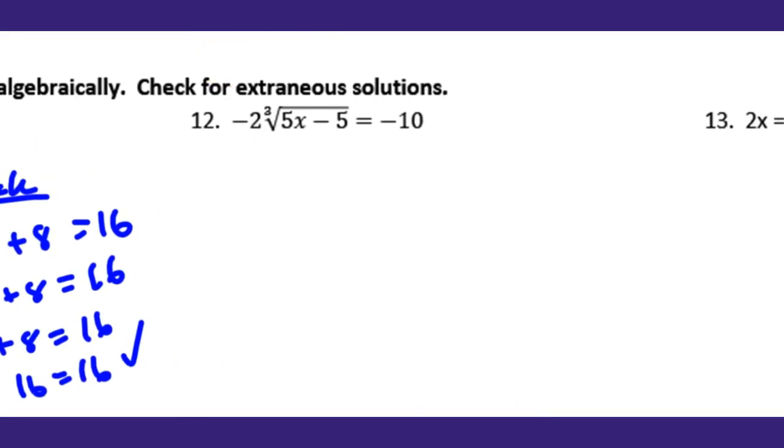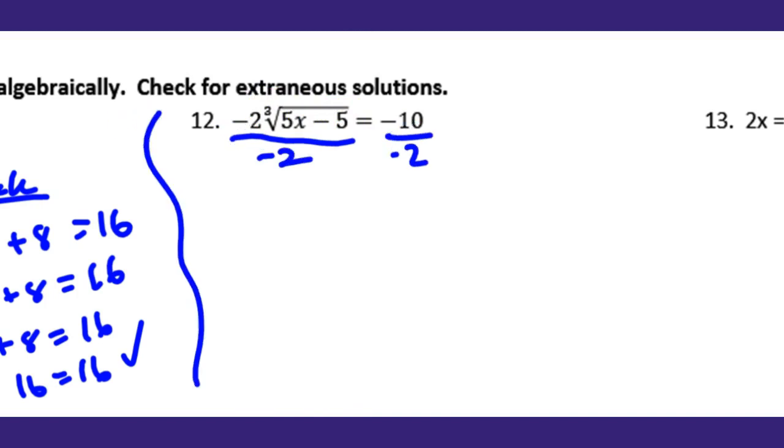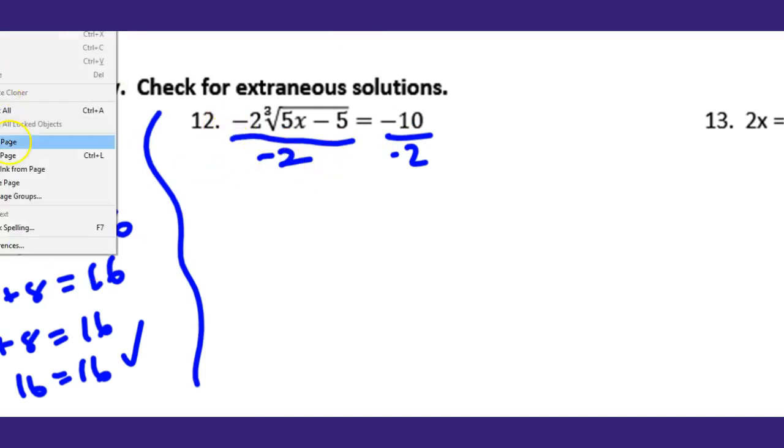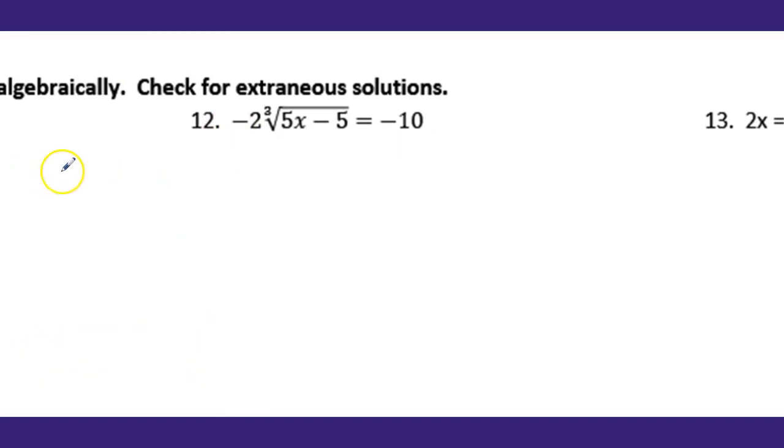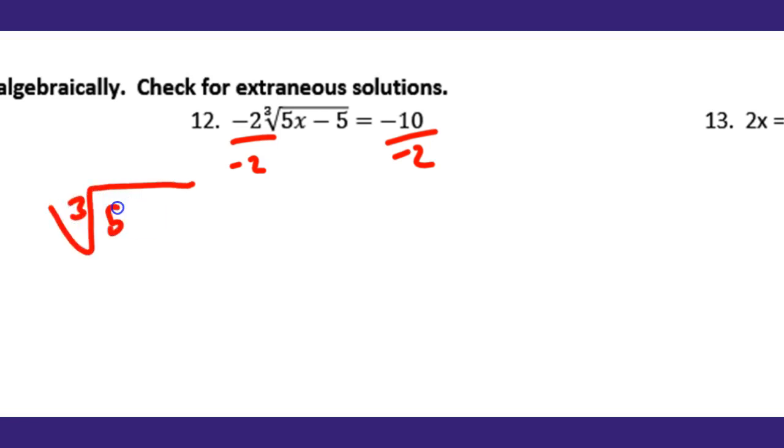All right, for this next problem, the first thing we're going to do is isolate the radical. So I'm going to divide both sides by -2. And doing so, we end up with the cube root of 5x minus 5 equal to positive 5.